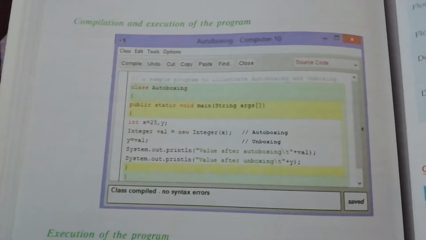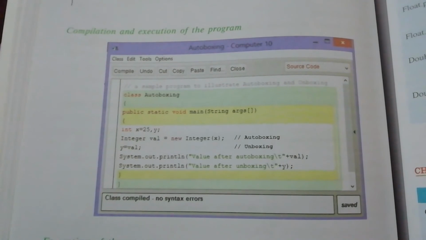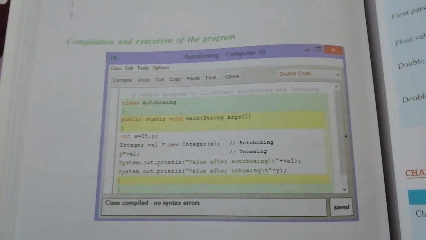Clear? So class, this is all about today's period. So we have completed our chapter number 2 along with the back exercise programs.